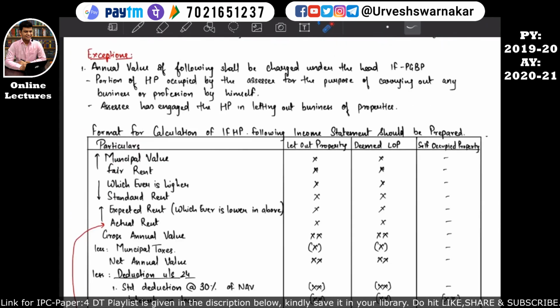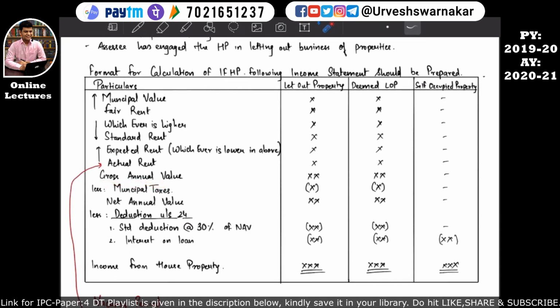So by now you know how to calculate the yearly income, that is the gross annual value or the annual value of the house property. Okay, so this is just a process that the institute wants us to follow, but in real life you will only follow from here actual rent and gross annual value, then you will reduce municipal taxes and find out net annual value, then you will reduce deduction under section 24, and then you will finally find out income from house property. But all this up to expected rent will come into picture if the assessing officer, that is the income tax officer, opens your income tax return for assessment.